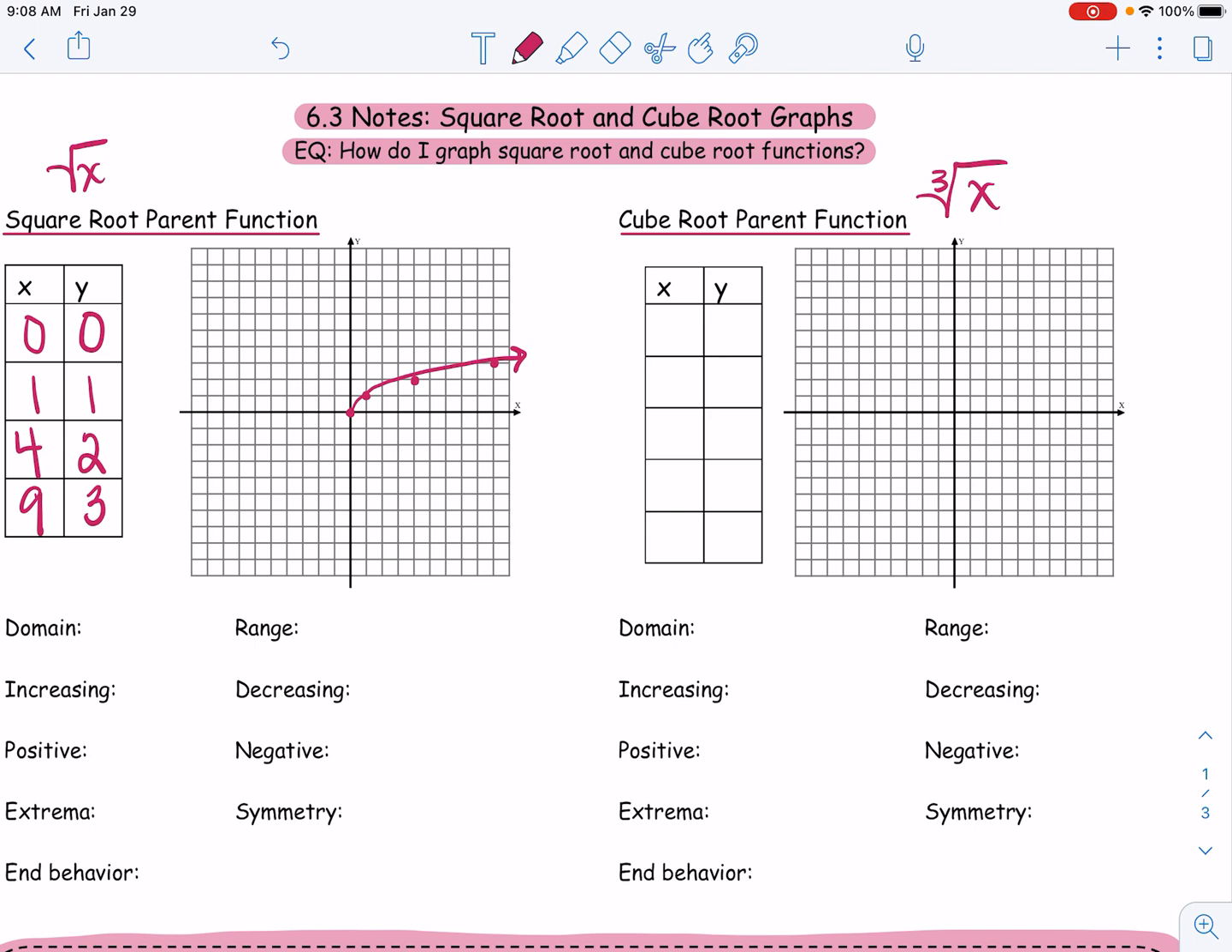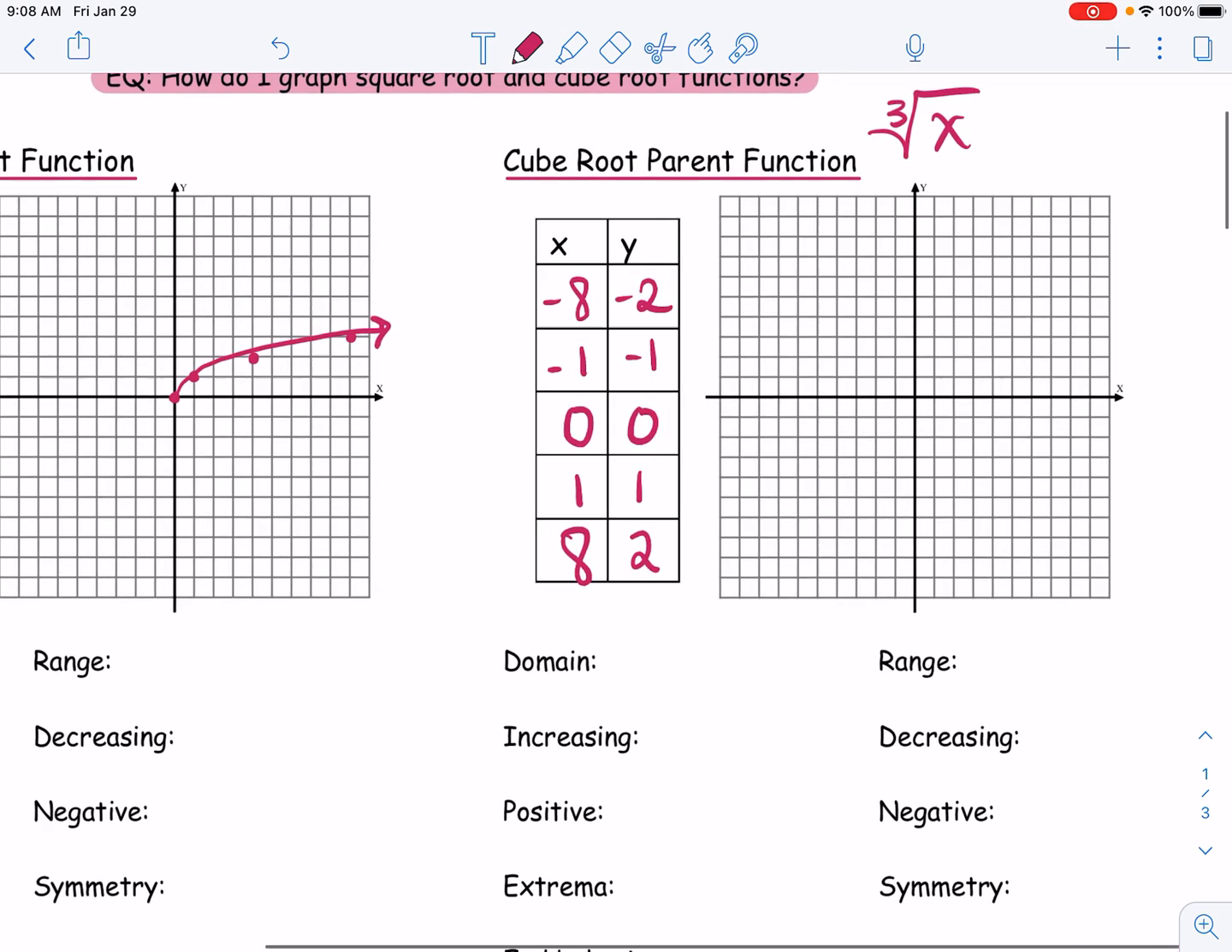Remember, we can take the odd root of a negative number because I know that a negative 2 to the third power is a negative 8. So I'm going to choose some negative and some positive perfect cubes. So I'm going to go with negative 8, negative 1, 0, 1, and 8. Because I know the cubic root of negative 8 is negative 2, and the cubic root of negative 1 is negative 1, cubic root of 0 is 0, cubic root of 1 is 1, and the cubic root of 8 is 2. And so now I plot these points.